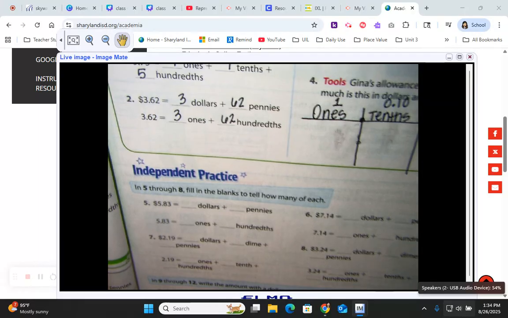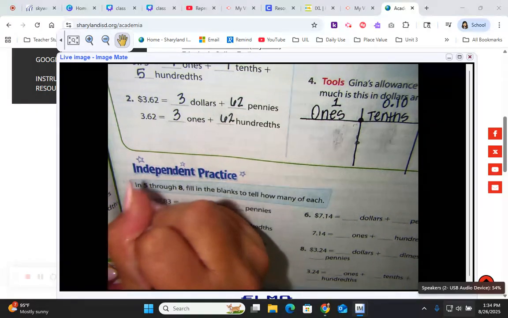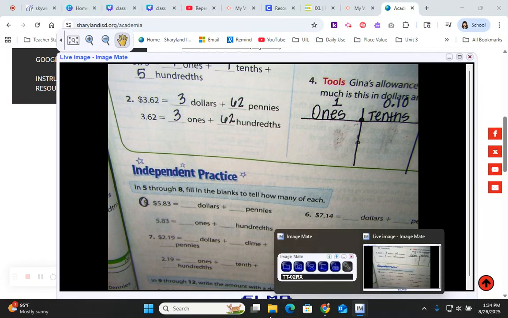Okay, you do number 5 on your own. Number 5 on your own.